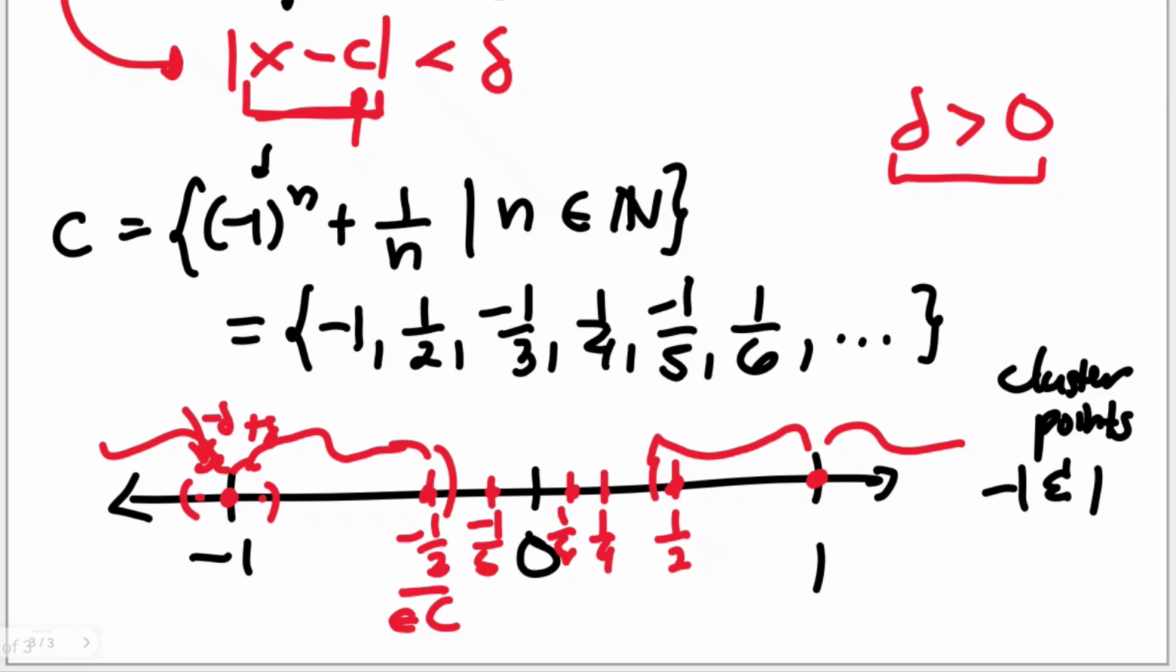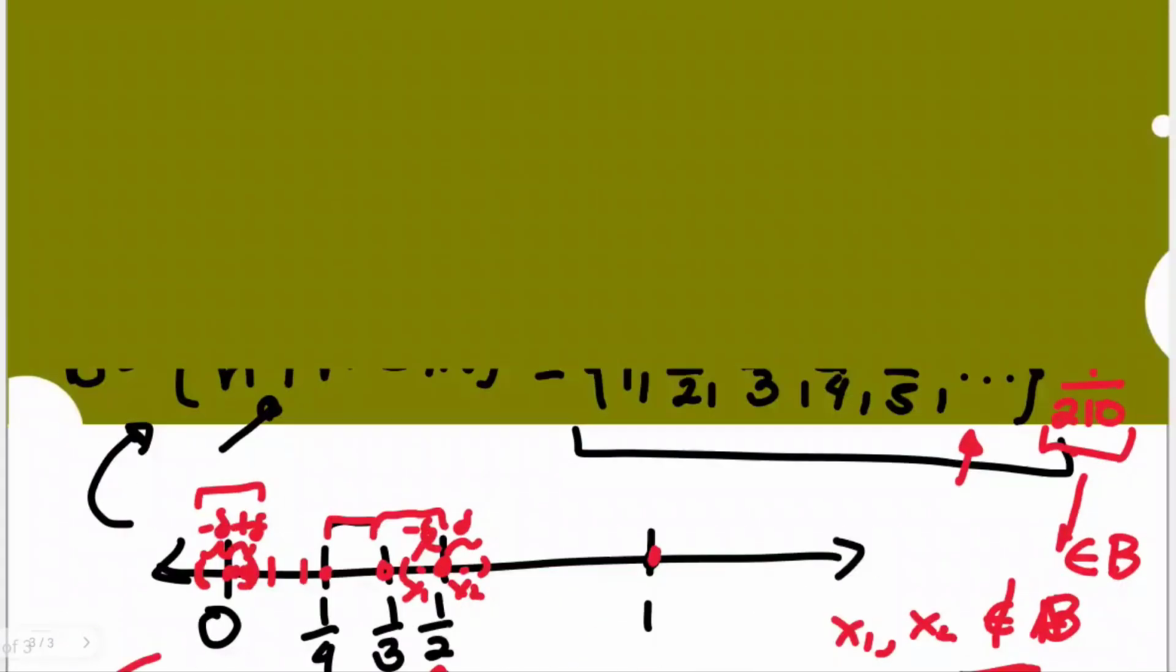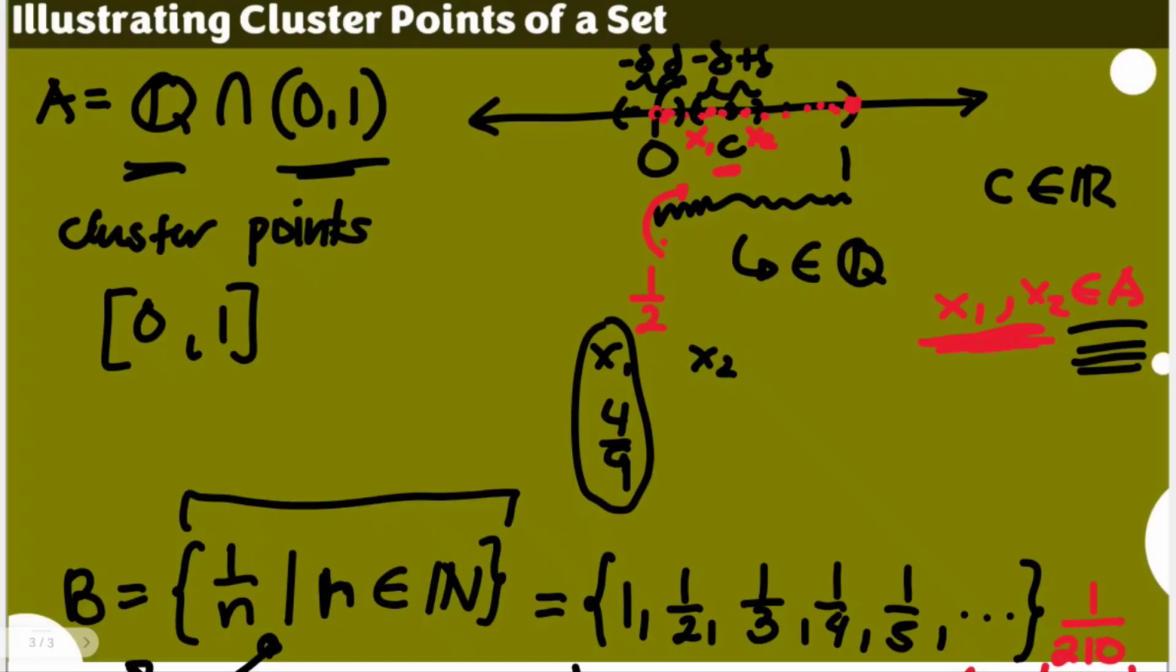1 is not an element of the set, but as you look for delta here, it may include this as an element of the set, hence we can consider that as a cluster point as well. So this is how we identify cluster points of a set given these forms.